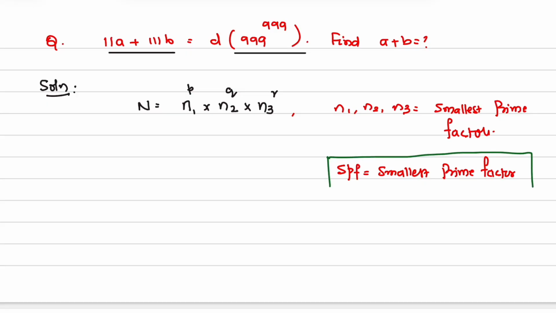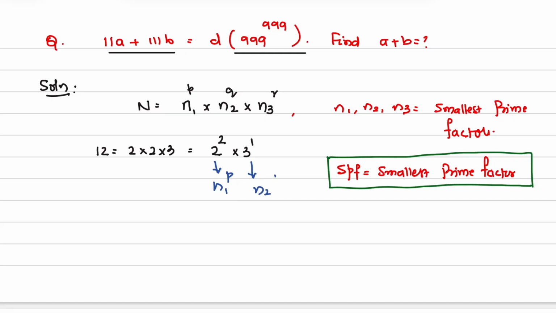Now, for example, 12 is there. 12 is equal to 2 into 2 into 3. 2 is the smallest prime factor. 2 into 2 is 2 square into 3 to the power of 1. Here this value is n1 to the power of p. This value is n2 to the power of q.